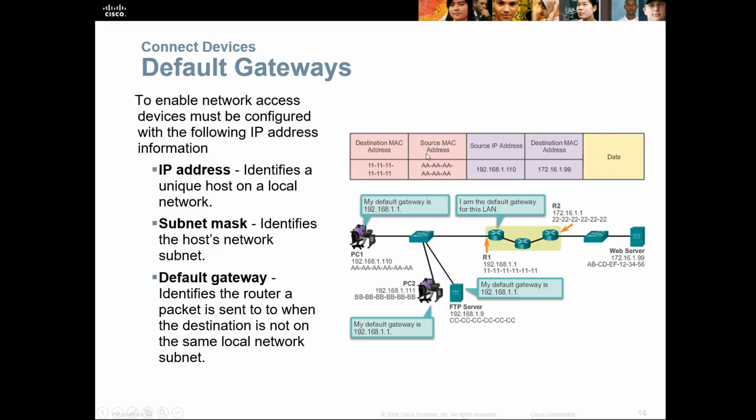Then, for layer 2, we add the destination and source MAC address. You will notice that the source MAC address is the MAC address of PC1. However, the destination MAC address is going to be the MAC address of R1, because that's the first hop we have to make, or the first location we have to go to get out of the network. As it gets to R1, it's going to strip off the MAC address and send it out with the new MAC address for the next hop, and all the way through to the web server, because the web server's IP is in the packet.